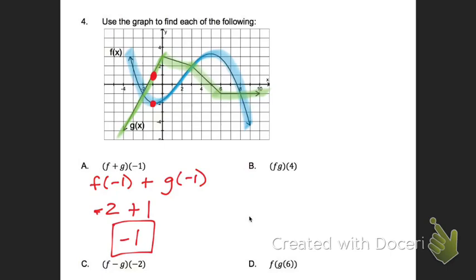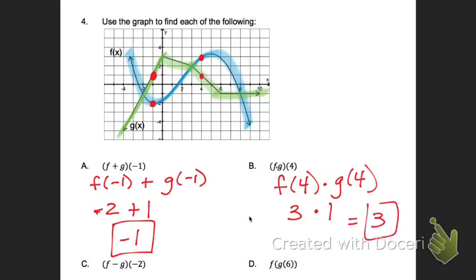But you understand it. Okay, for B, I'm going to rewrite this as F of 4 times G of 4. Because it's like an imaginary multiplication sign in the middle. So let's go to F of 4. What is the Y value? 3. Go to G of 4. What's the Y value? 1. 3 times 1, 3.